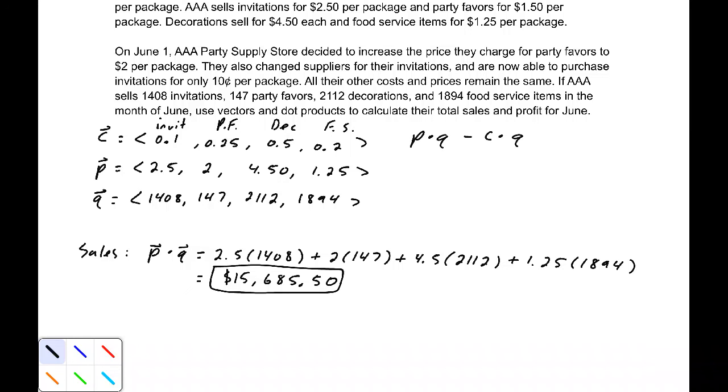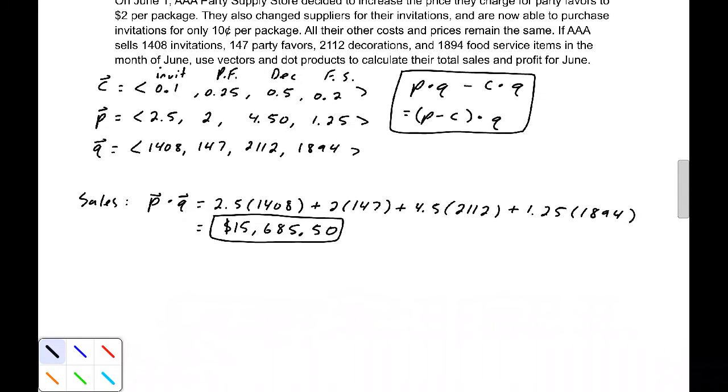C dot Q being the cost, what it costs them to purchase these things, which would then be equal to the quantity P minus C dotted with Q. And that would actually give us our final answer. So that's one way to do this. I'm going to go at this a little bit more directly, but I just want to point out that you could actually do that. Vector arithmetic is nice sometimes. So let's go ahead and find their costs. So I'm going to abandon that method right now.